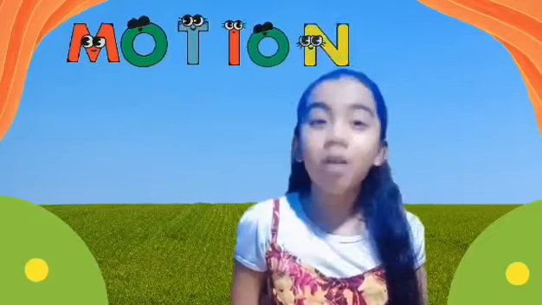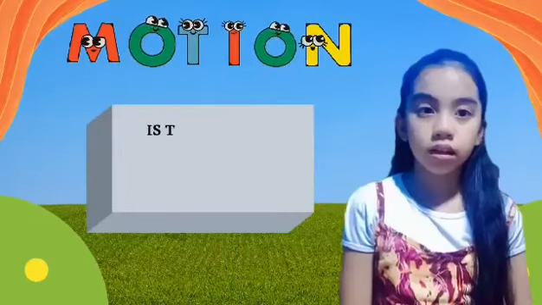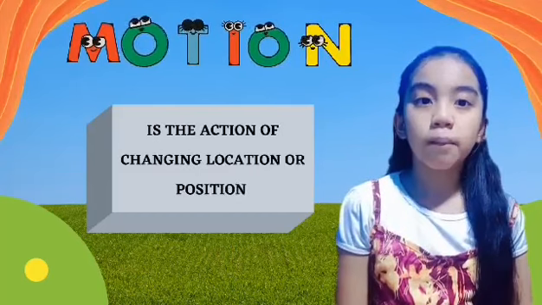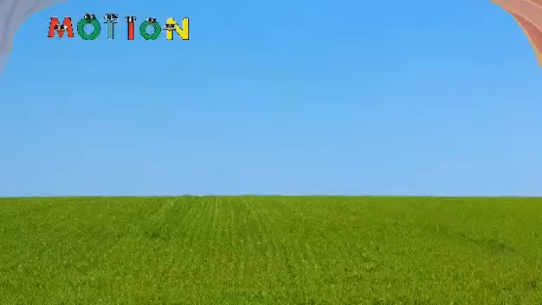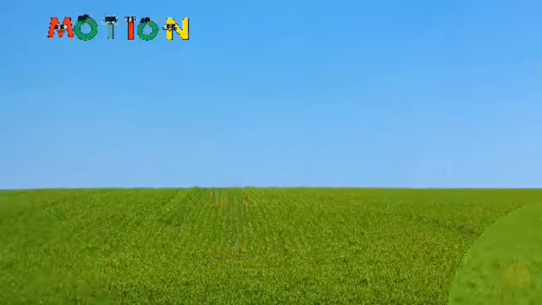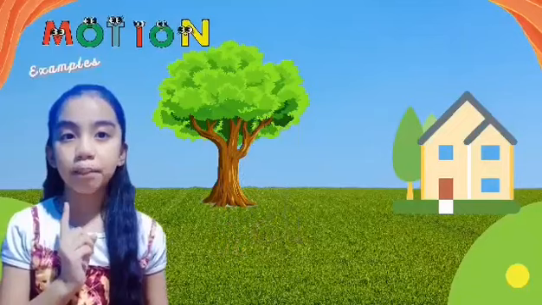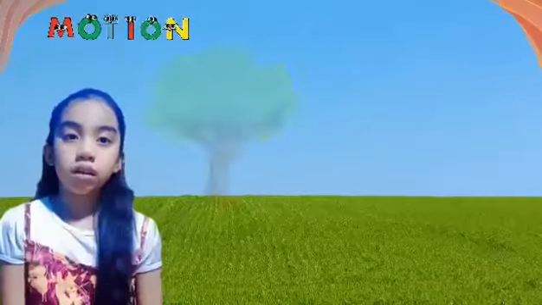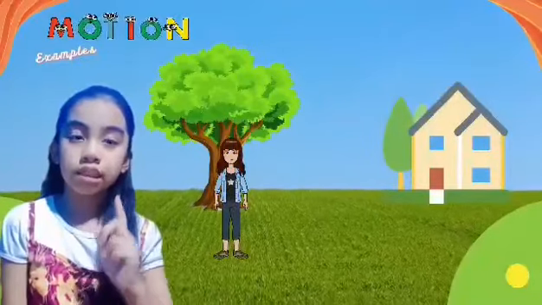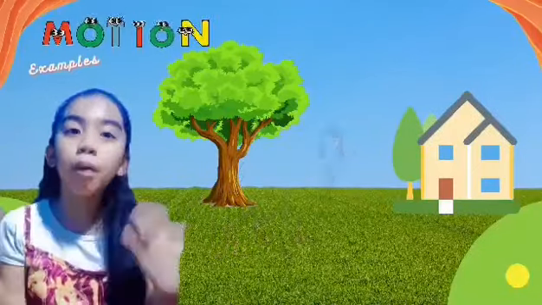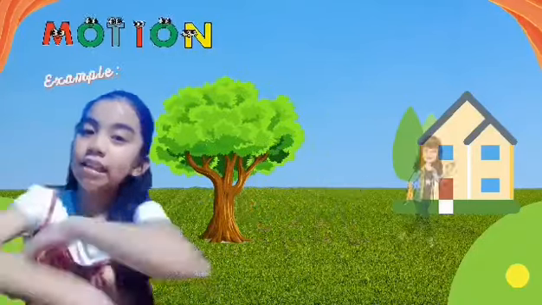And now, what is motion? Motion is the action of changing location or position. As we can see in the example, the girl walked and stopped nearby the house. So, the position was changed because she moved and therefore she had motion.